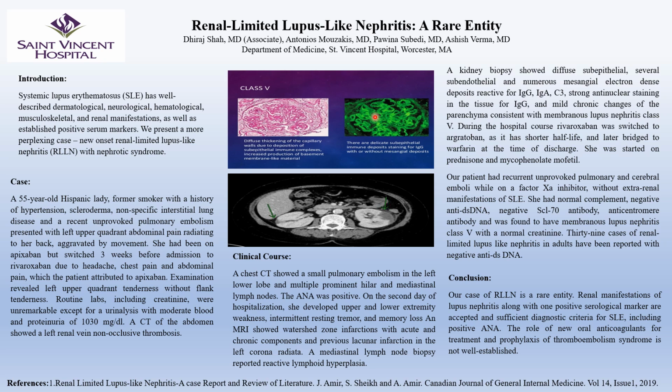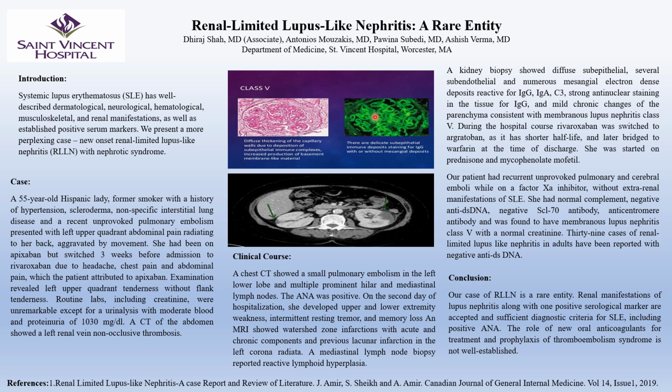She had class 5 lupus nephritis, which by new guideline is sufficient for the diagnosis of systemic lupus erythematosus, with or without serological marker. In our case, only ANA was positive. She was started on mycophenolate mofetil and prednisone and switched to warfarin for anticoagulation. Lupus limited to kidney is a rare entity.